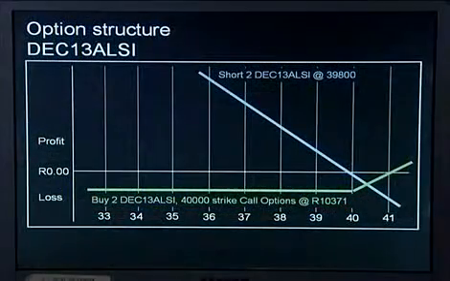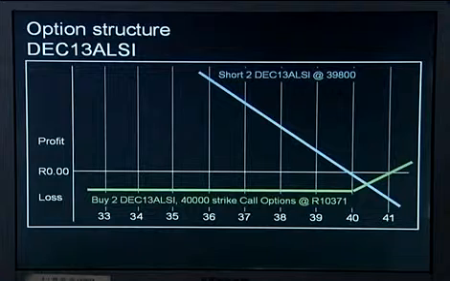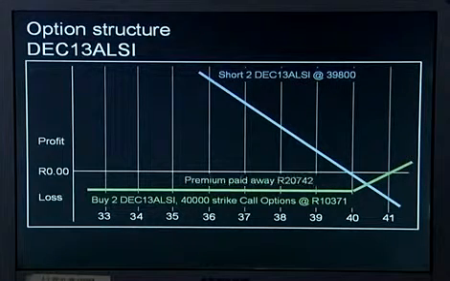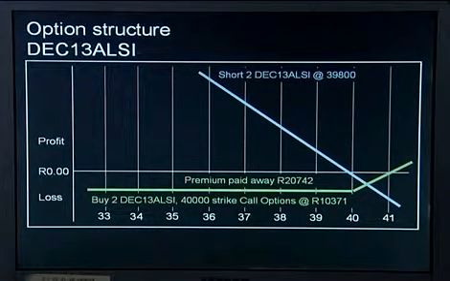So the next leg of this trade is a call option, which I've bought. I've gone long of a call option with a strike of 40,000, all right? And you can see the payoff of that call option there, the green line. Basically from 40,000 upwards, that option structure will start to make money. But because of the pay away, I've paid 10,371 Rand for every one of these options, and I've done 2 of them. So effectively what it means is that I've actually paid away a premium of 20,742 Rand in order to buy this call option.